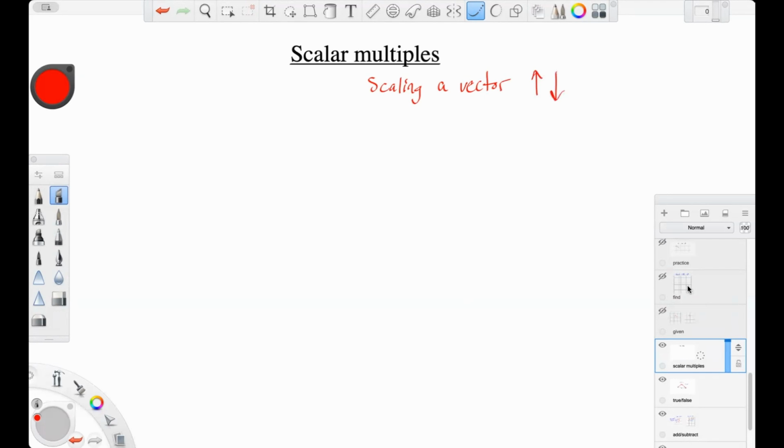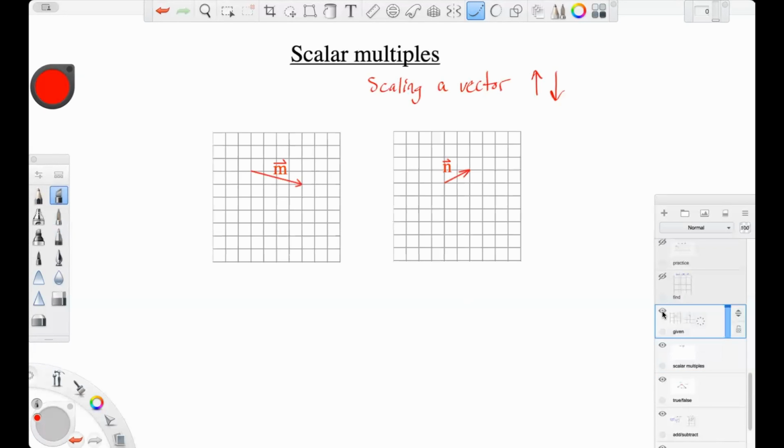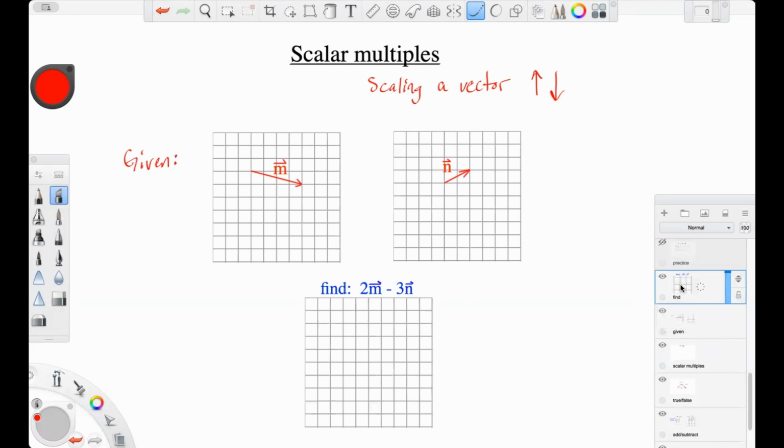So we're going to scale the vectors up and down. And I think the best way to look at this is through an example. So let's look at this example. Let's say that we're given the following information. So this is given to us. We have vector m and vector n, and then let's say that we're asked to find 2m minus 3n.